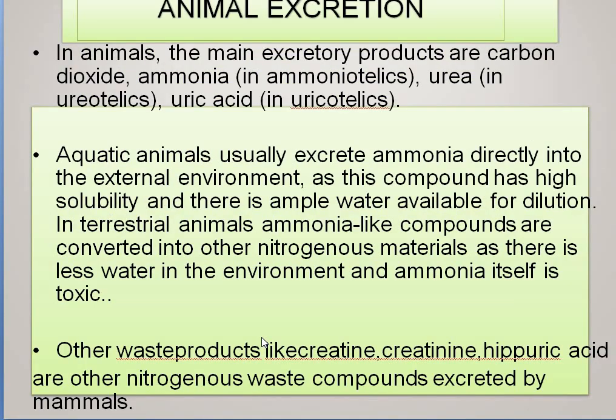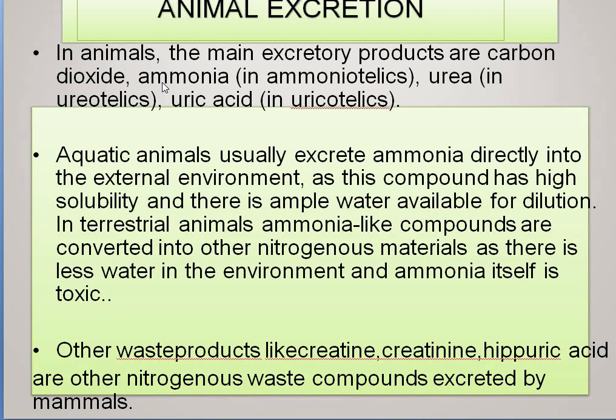So let us talk about the different ways of animal excretion in this slide. So as I have said, when the excretory product is ammonia, those kind of organisms are called as ammoniotelic. If the excretory product is urea, then they are called as ureotelics. And if it is uric acid, then they are called as uricotelics. Now let us talk a bit about the specialities of these excretory products.